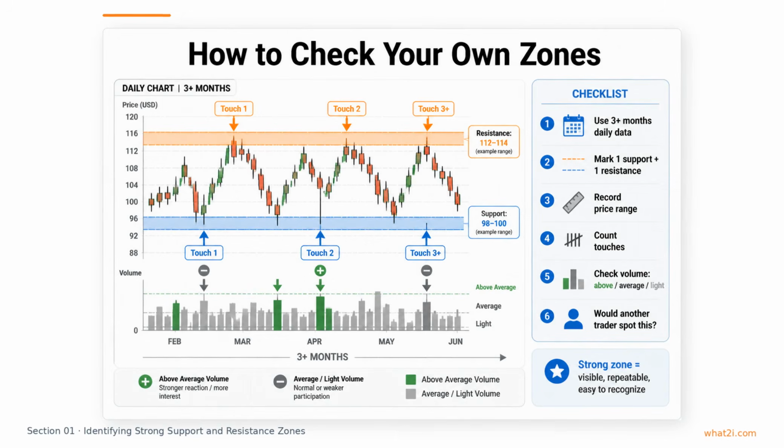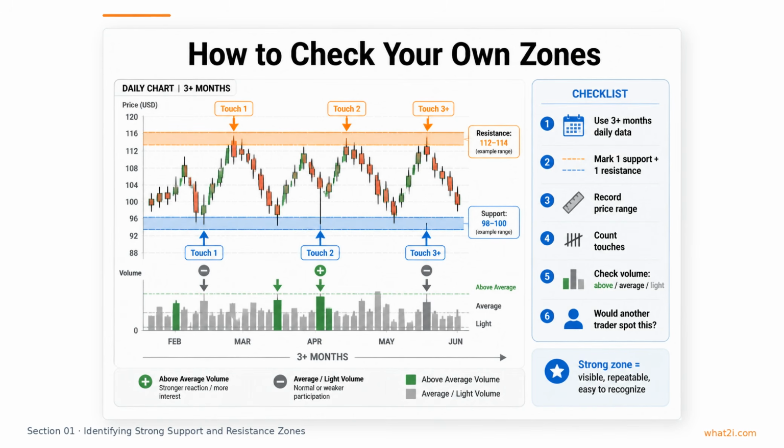A good way to test your own chart work is to ask whether another trader would likely mark the same zones. Use at least 3 months of daily data so you have enough history to judge repeated behavior. Try to find one support zone and one resistance zone that are visible and easy to explain.